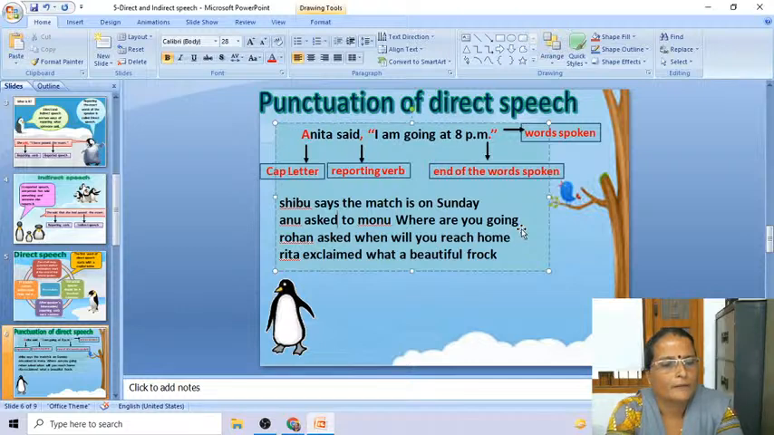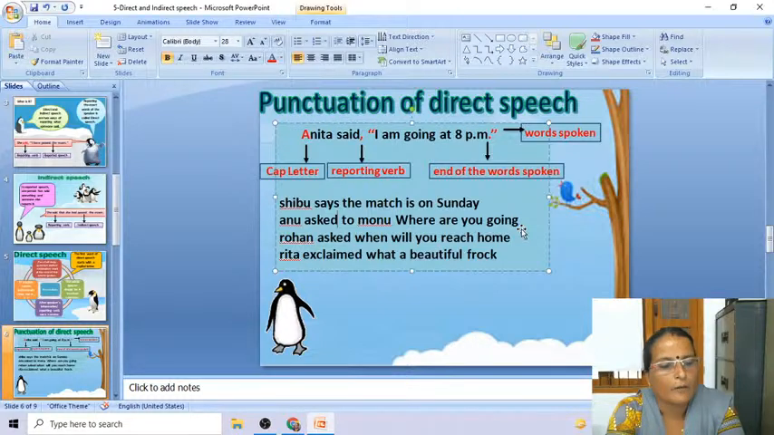Yes. Where are you going? This is Lisha and Bhumi. Beta, this is a question. Where are you going? So no full stop. It should be a question mark at the end. Where are you going? Okay. Lisha, Bhumi, you have to correct. Also, Parth Shukla, where are you going? It is a question. So at the end, you should put a question mark.